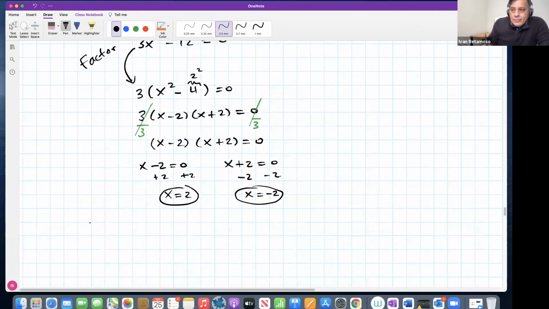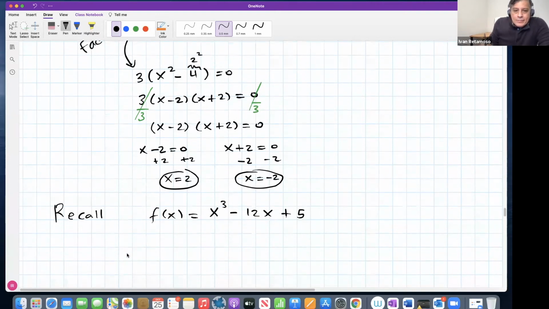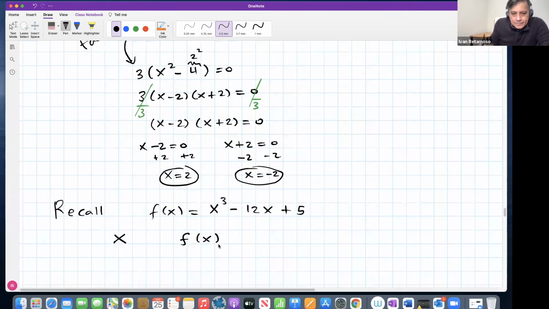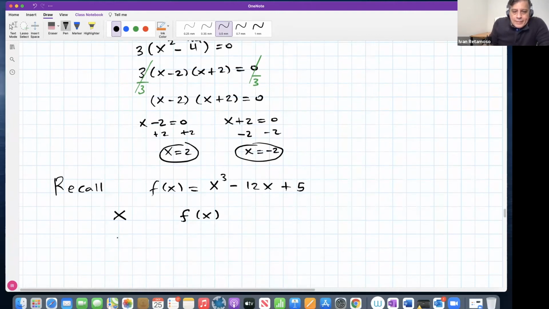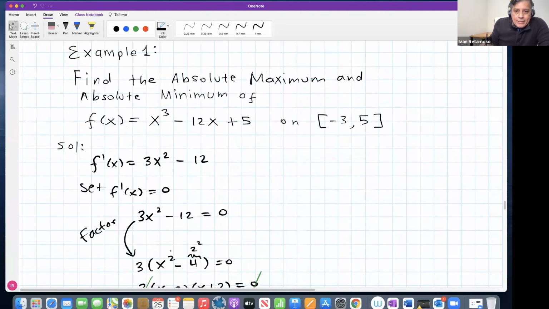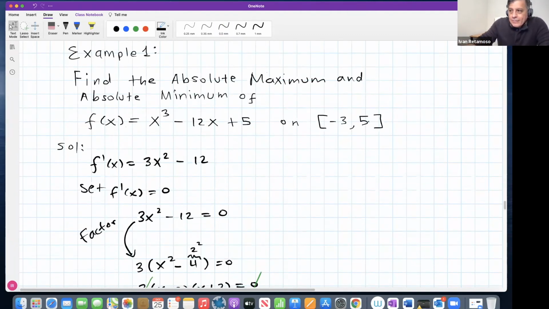Now we are going to do evaluations, right? Recall our function, the one that we are dealing with in this exercise: x cubed minus 12x plus 5. This was our original function. What comes next is evaluations, x here, f of x here. At what points? Well, start with the endpoints. This guy and this guy. So this is going to play the role of your A, and this is going to play the role of your B, right? Endpoints.